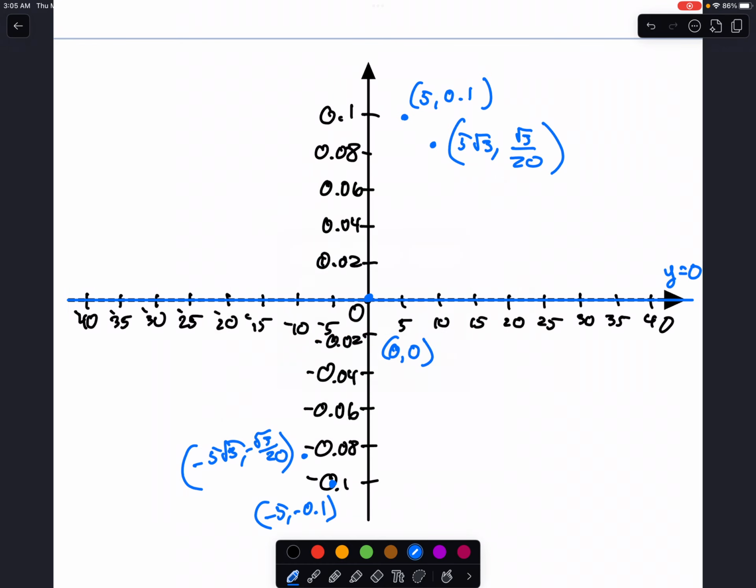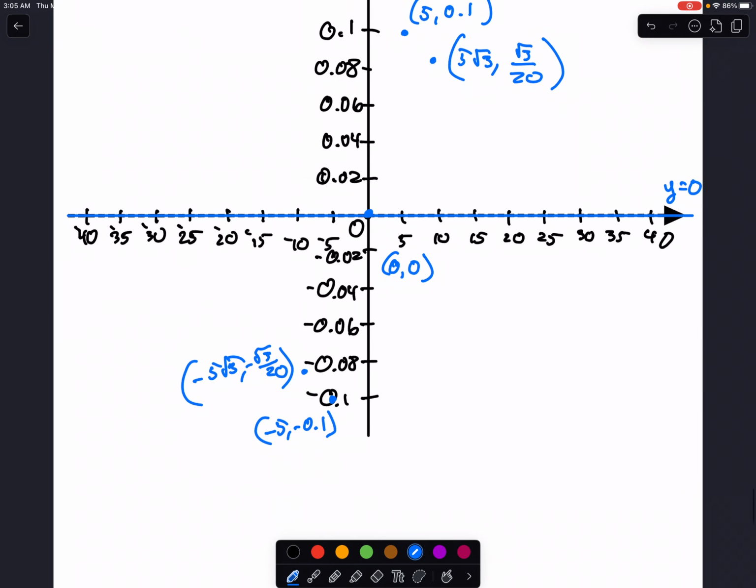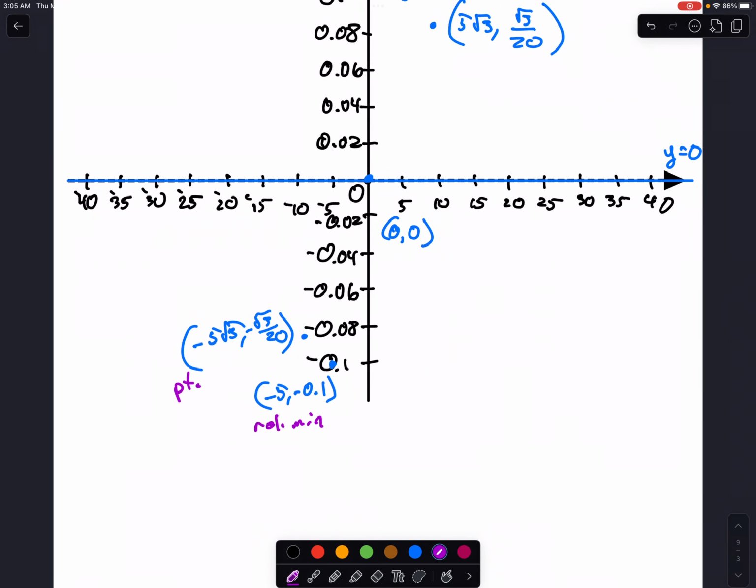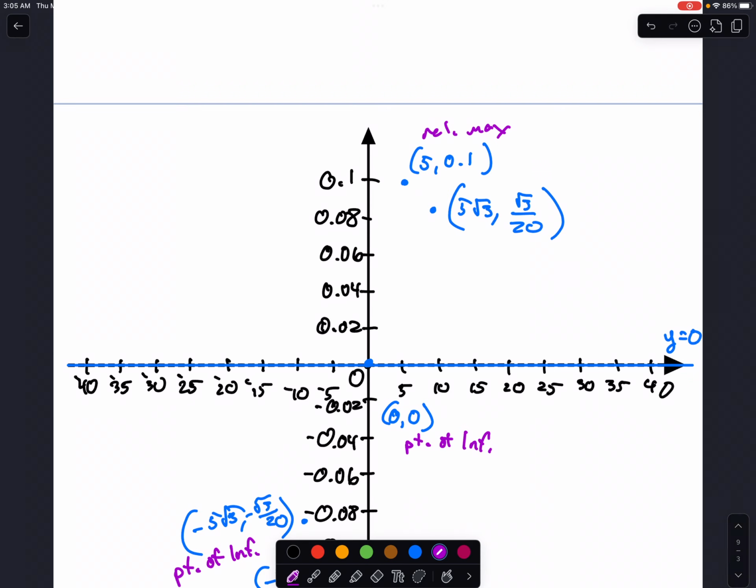Okay, so again, points of inflection, relative min. I'll do my labels again. So this was a relative minimum value. This was a relative maximum value. This was a point of inflection. This was also a point of inflection. And this here was also a point of inflection.